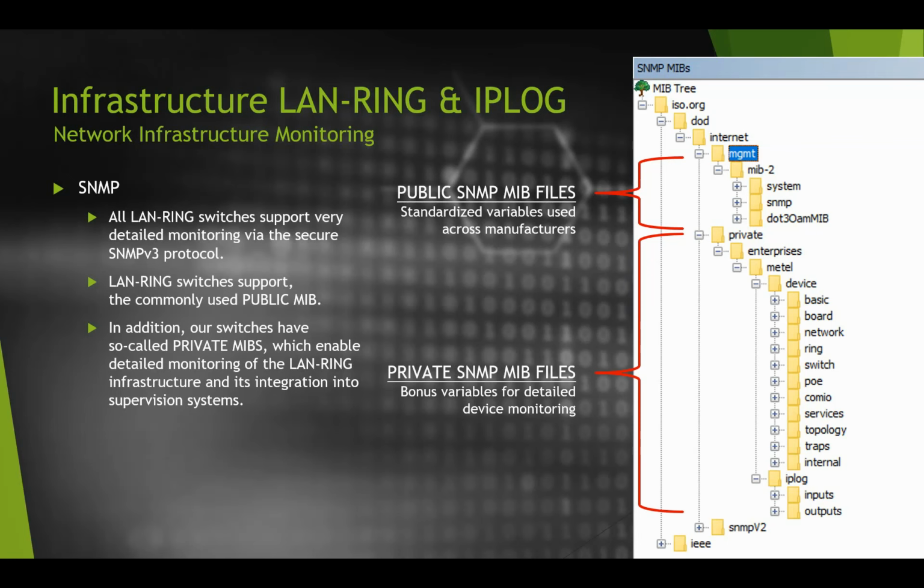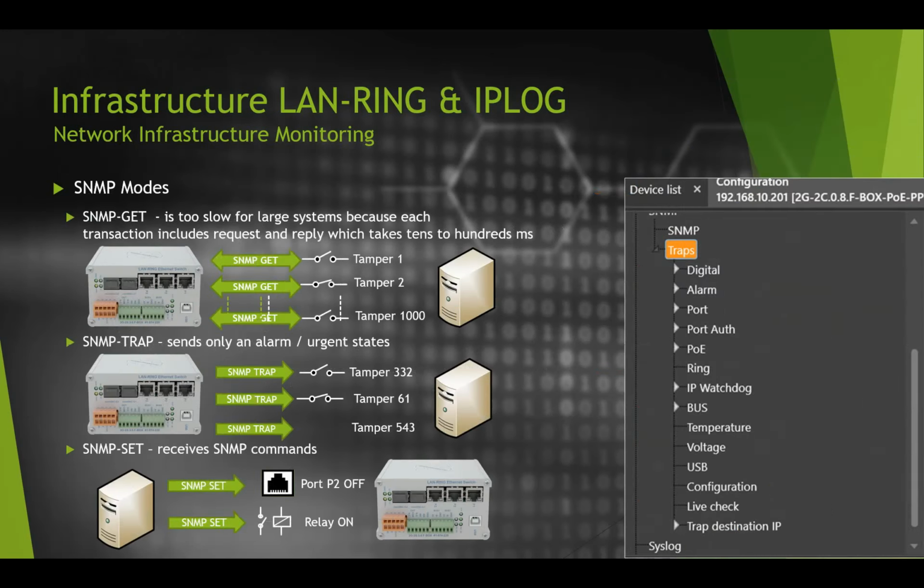Typical examples of the use of the SNMP protocol are, for example, monitoring and control of PoE power supply, monitoring of RS-485 ports or the state of the optical ring, relay control, sending SNMP traps in the event of an authentication error by the 802.1x protocol, power failure and similar situations. LAN-RING switches support all SNMP communication modes, namely SNMP GET, SNMP trap and SNMP set.